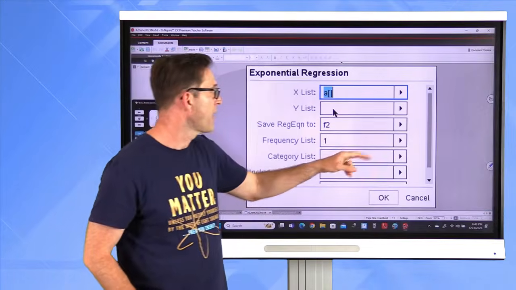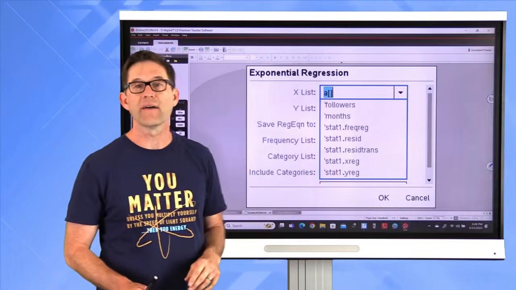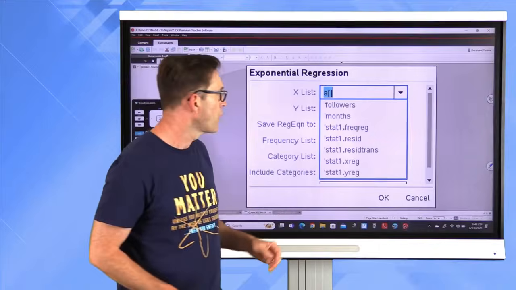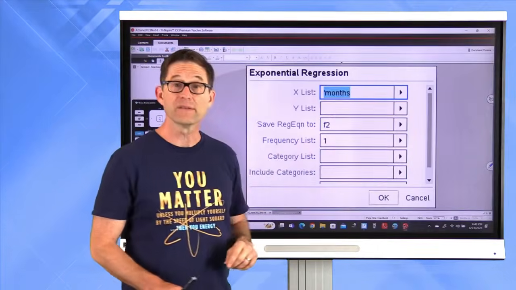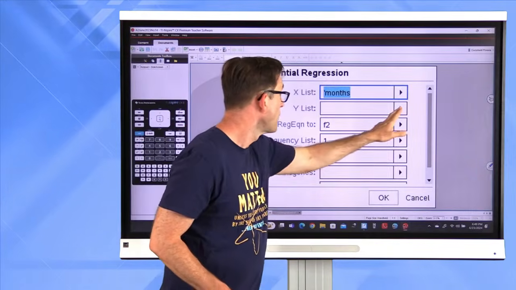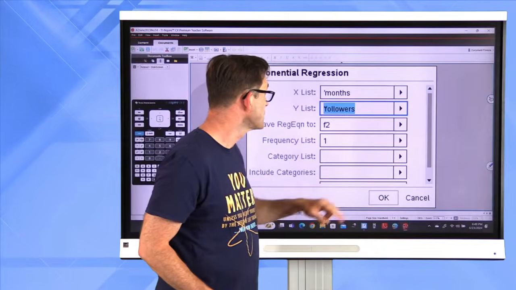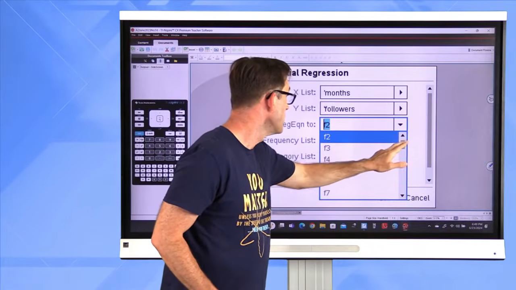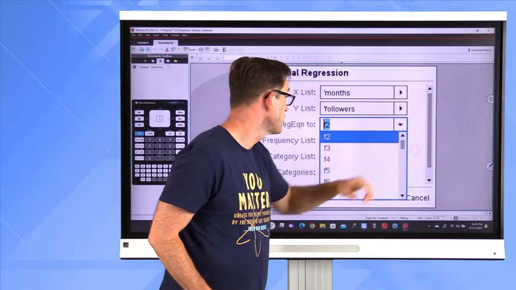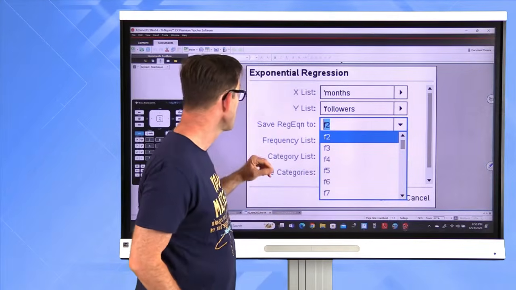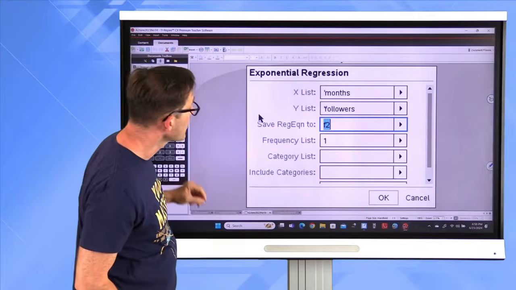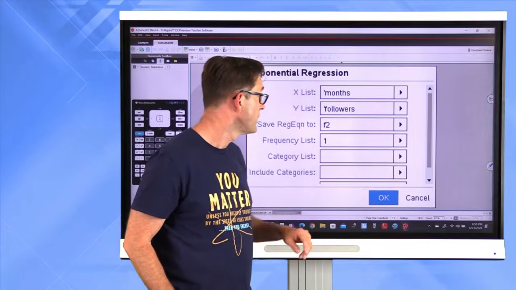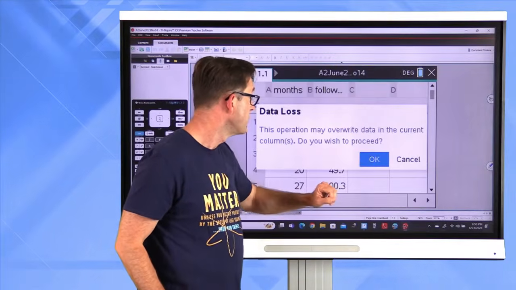Now, it asks me for my X list. This is where I really like to have these things labeled. So what I'm going to do is go for months for my X list. My Y list, I'm going to go for followers. I'm going to save my regression equation in, it's not going to let me do it. Okay, I'll just save it in F2. That's because apparently there's already something in F1. It's not going to let me get out of here. Here we go. And I'm going to hit OK. One more time.